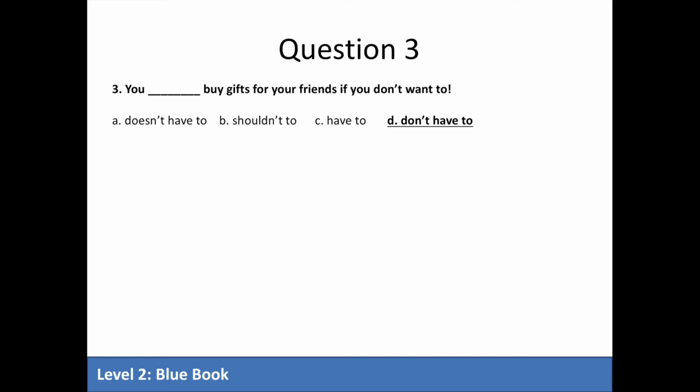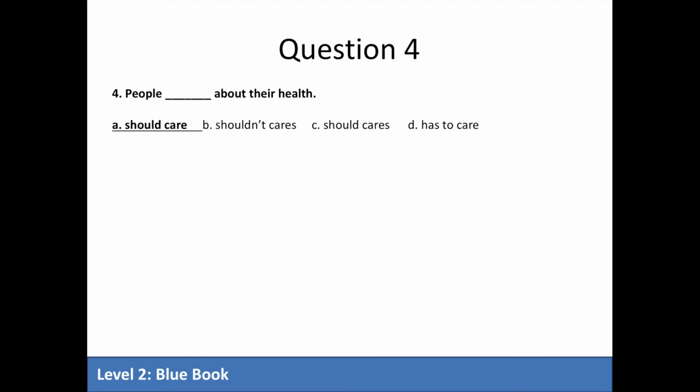Question 3. You blank buy gifts for your friends if you don't want to. Again, we have a clue, don't want to. We have a choice. So D, don't have to, is the correct answer. Question 4. People blank about their health. Again, we're giving some advice and we think they should care about their health. So A is the correct answer. Don't forget, after the modal, we need the base verb.